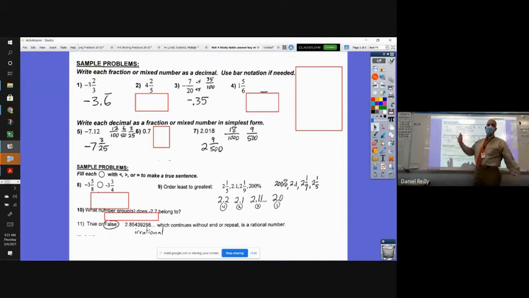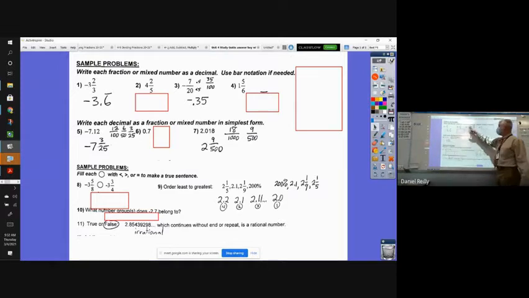So, fraction to decimal: use a calculator, divide the numerator by the denominator. This one comes out to 0.6666667, right? Remember the calculator rounds off the end. Use repeating bar notation for repeating decimals. If it's a negative fraction, it's a negative decimal. If there's a number in front in a mixed number, that number goes in front of the decimal point.